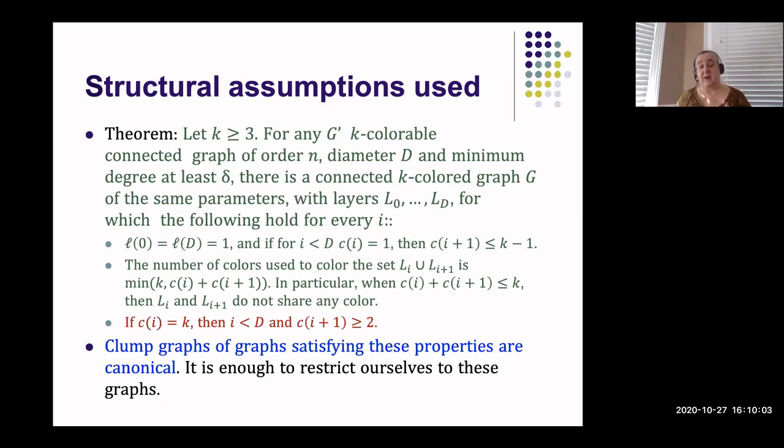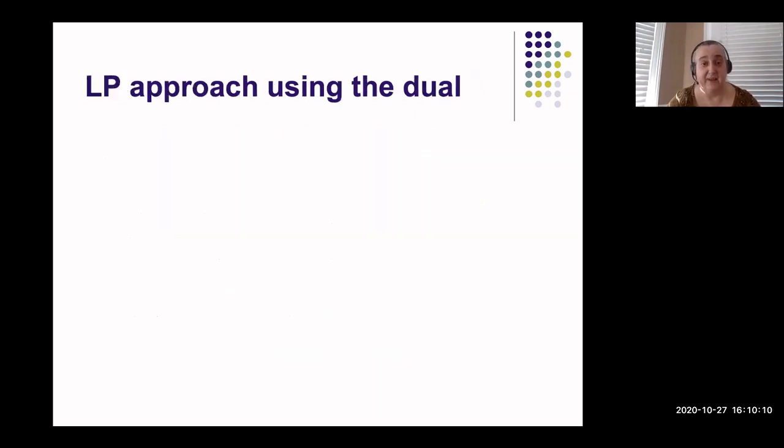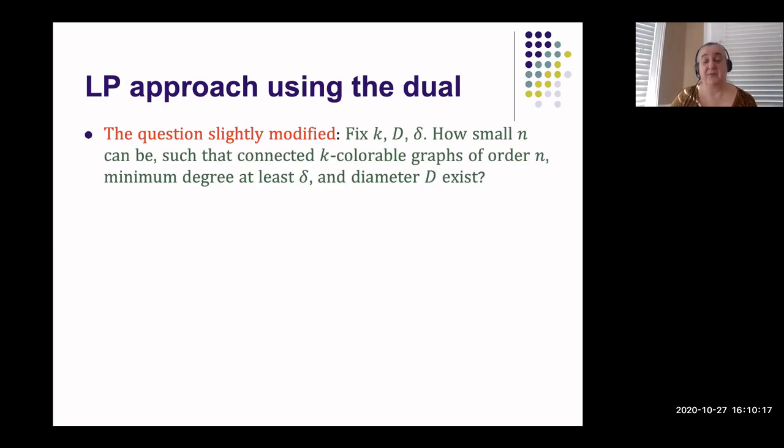And clump graphs satisfying these properties we are going to call canonical. And it's enough to restrict ourselves to these graphs. So we have used the linear programming approach with the dual to do something. So we slightly modify our questions. The previous question was: fix the number of vertices, fix k, fix delta. What's the maximum diameter? K is the number of colors, delta is the minimum degree. So I want to maximize D, capital D.